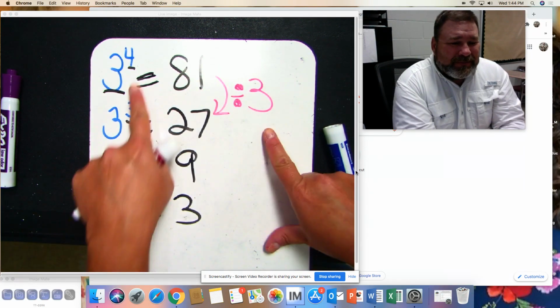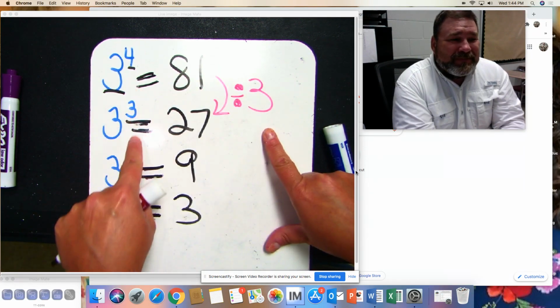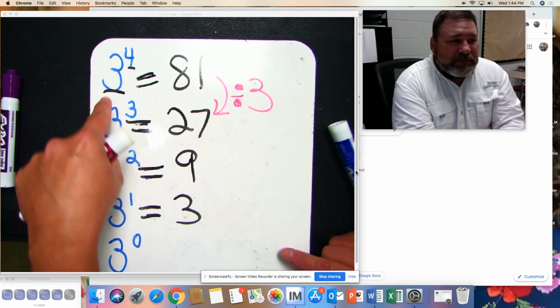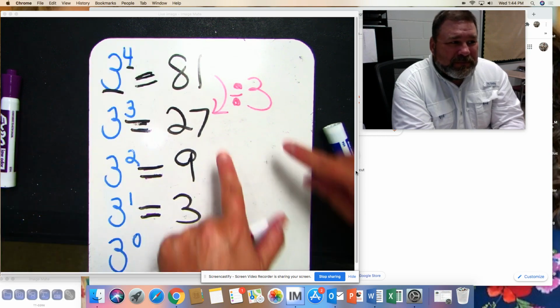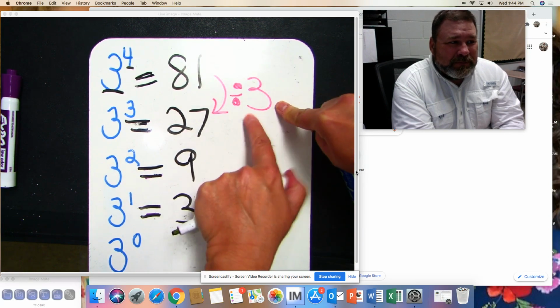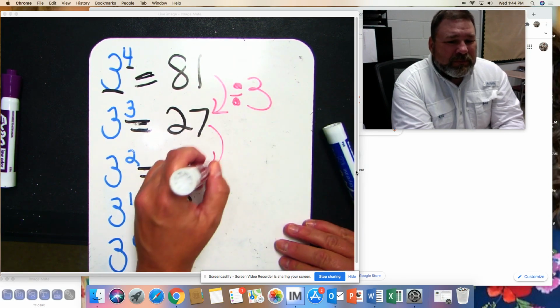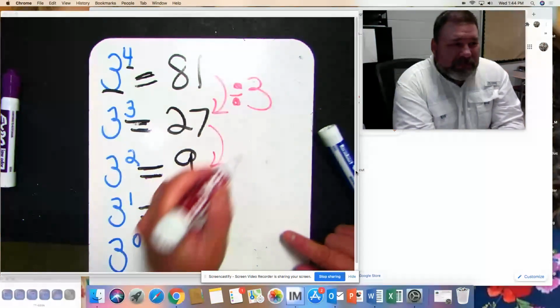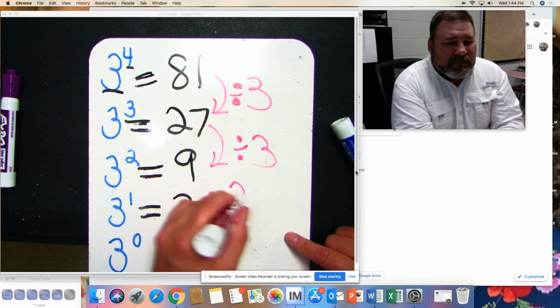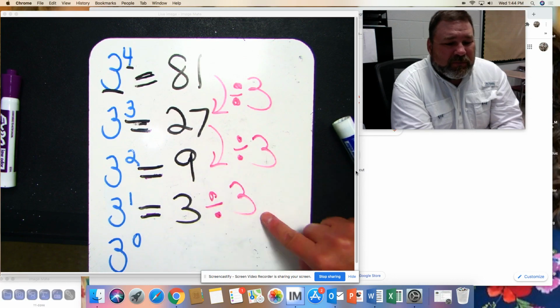What did we lose each time? Every time we lost an exponent, we're losing a what? A base. Because we had a 3 to the 4th, now we got a 3 to the 3rd. So instead of having 4 3s up there, I only have 3 3s. So it's like I'm dividing one out each time. So to get from 27 to 9, divide by 3. To get from 9 to 3, I divide by 3.